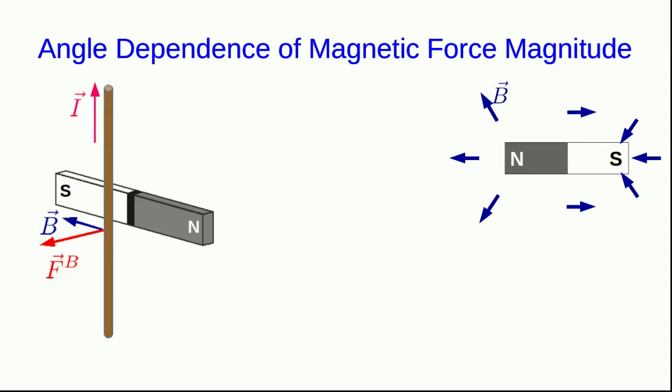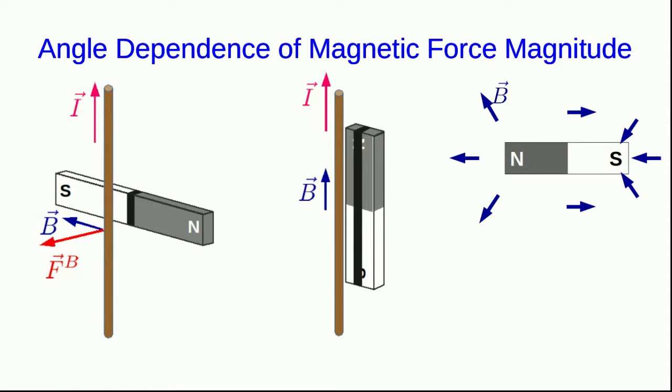The right-hand rule will allow you to confirm that the magnetic force here would be straight away from the bar magnet. But what about this situation where we rotate the bar magnet so it's now parallel to the wire? Now the magnetic field at the location of the wire is parallel to the current. Well, if you try doing the right-hand rule, you might find yourself a little confused. It seems to indicate any direction at all. And in fact, what you see in experiment is that the magnetic force in this case is zero.